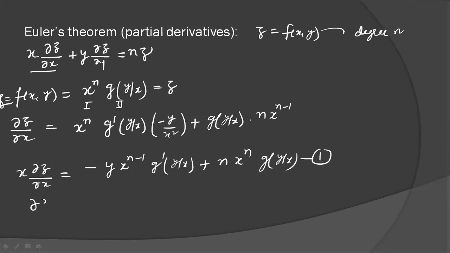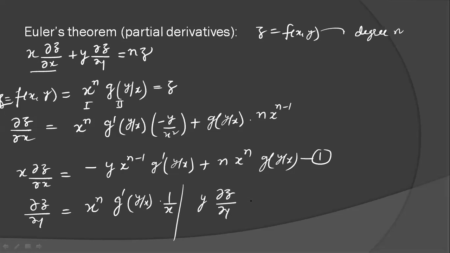Now you find ∂z/∂y. With respect to y, x^n will be treated as constant. The derivative of g will be g'(y/x), and the derivative of y/x with respect to y will be 1/x. Now if you multiply y on both sides, y ∂z/∂y will be y x^(n−1) g'(y/x). This is equation number 2.